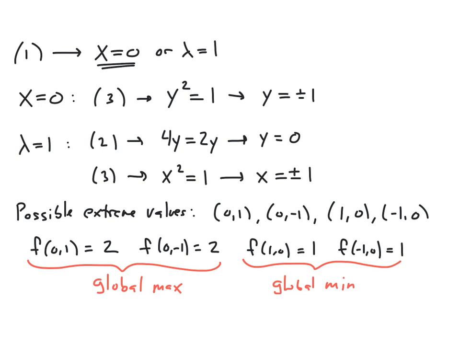Right? So notice that another thing that we learned from this is that if we take any point on our circle and evaluate it at our function, we're going to get a value between 1 and 2. And except for these four endpoints, we're not going to get 1 or 2. So we're going to be strictly between 1 and 2 at all other points of this circle.